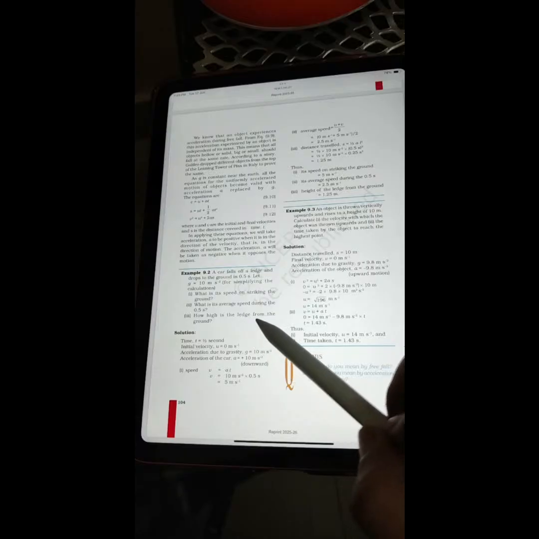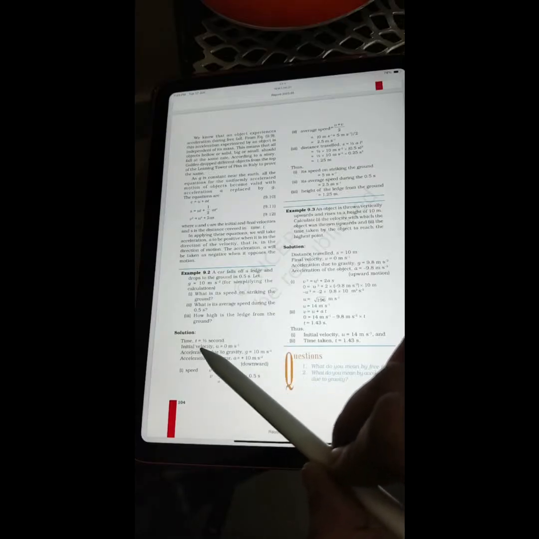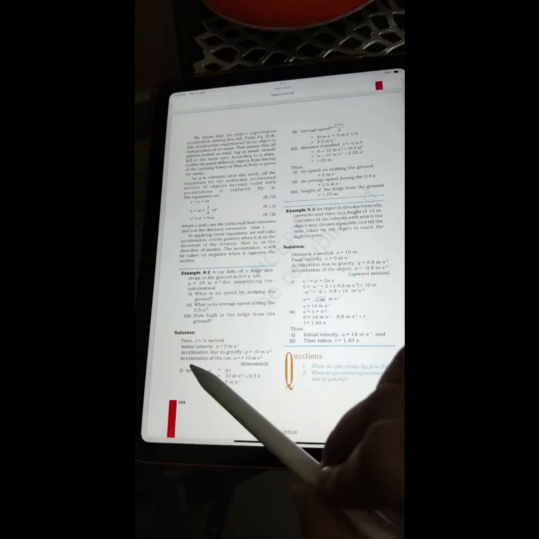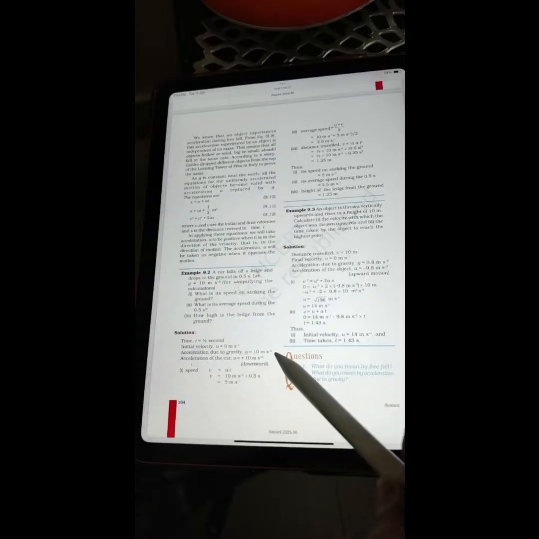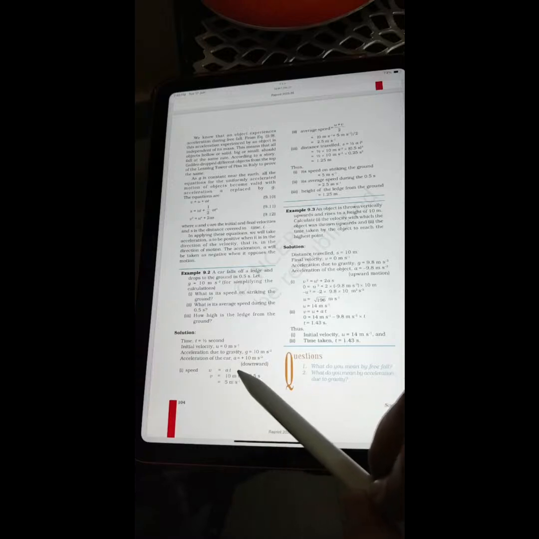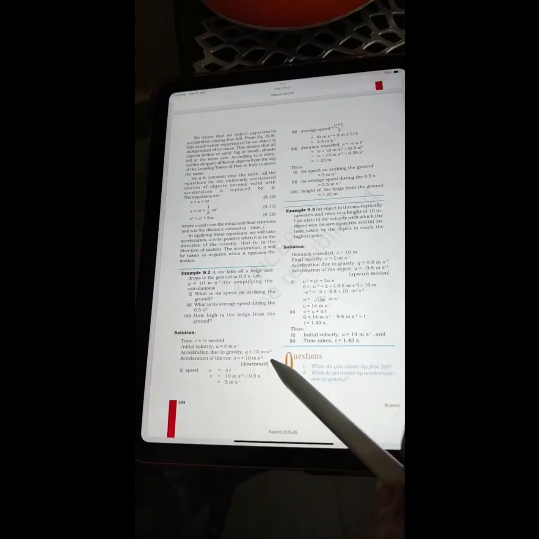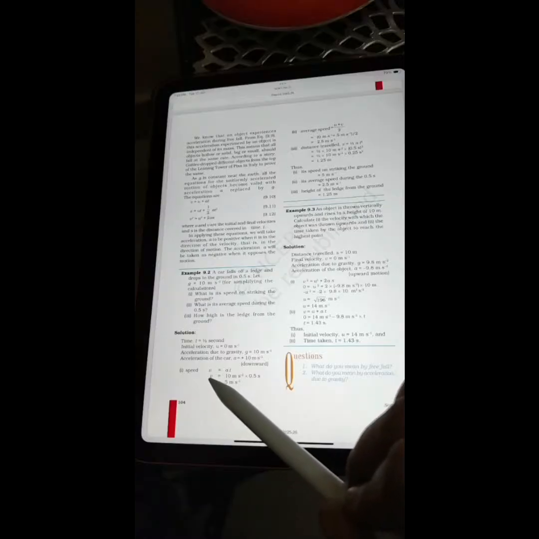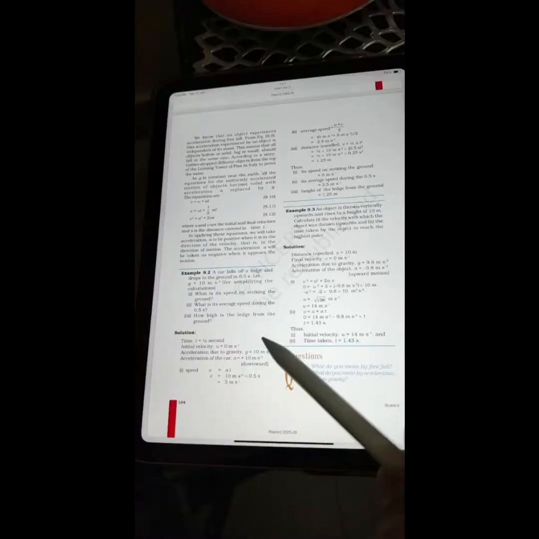How high is the ledge from the ground? Solution: time t is equal to half second. Initial velocity u is equal to 0 meter per second. Acceleration due to gravity is 10 meter per second square. Acceleration of the car is 10 meter per second square downward, that is, it is positive. Speed v is equal to u plus at. So v can be calculated by putting the values. It will become 5 meter per second.